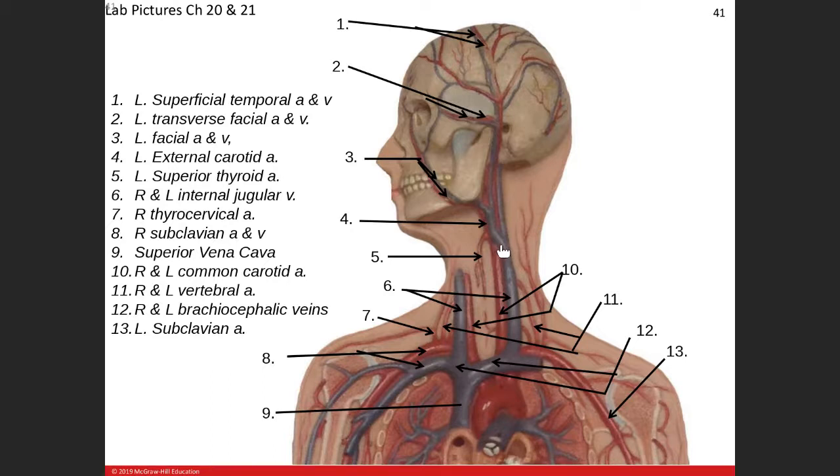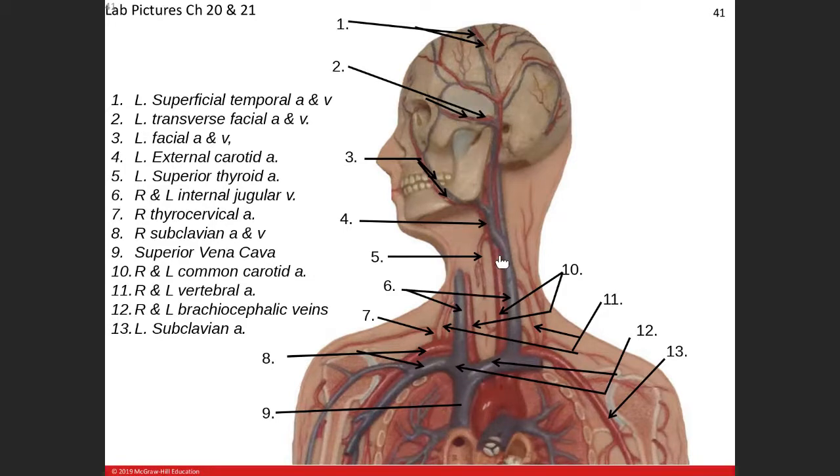The internal carotid makes a beeline straight for the brain. It will not branch, okay? So you will not see any branches coming off of the internal carotid, right? Because it's going to enter through the carotid canal. Remember the carotid canal at the inferior portion of your skull?